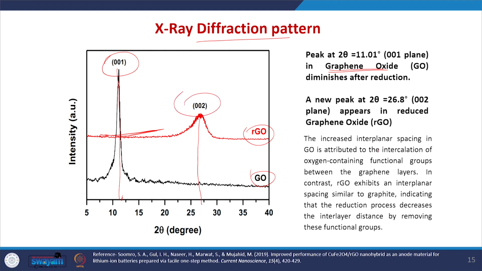So, the increased interplanar spacing in the graphene oxide is due to the intercalation of the oxygen containing functional groups between the graphene layers, whereas reduced graphene oxide exhibits an interplanar spacing similar to graphite. This indicates that the reduction process decreases the interlayer distance by removing these functional groups.